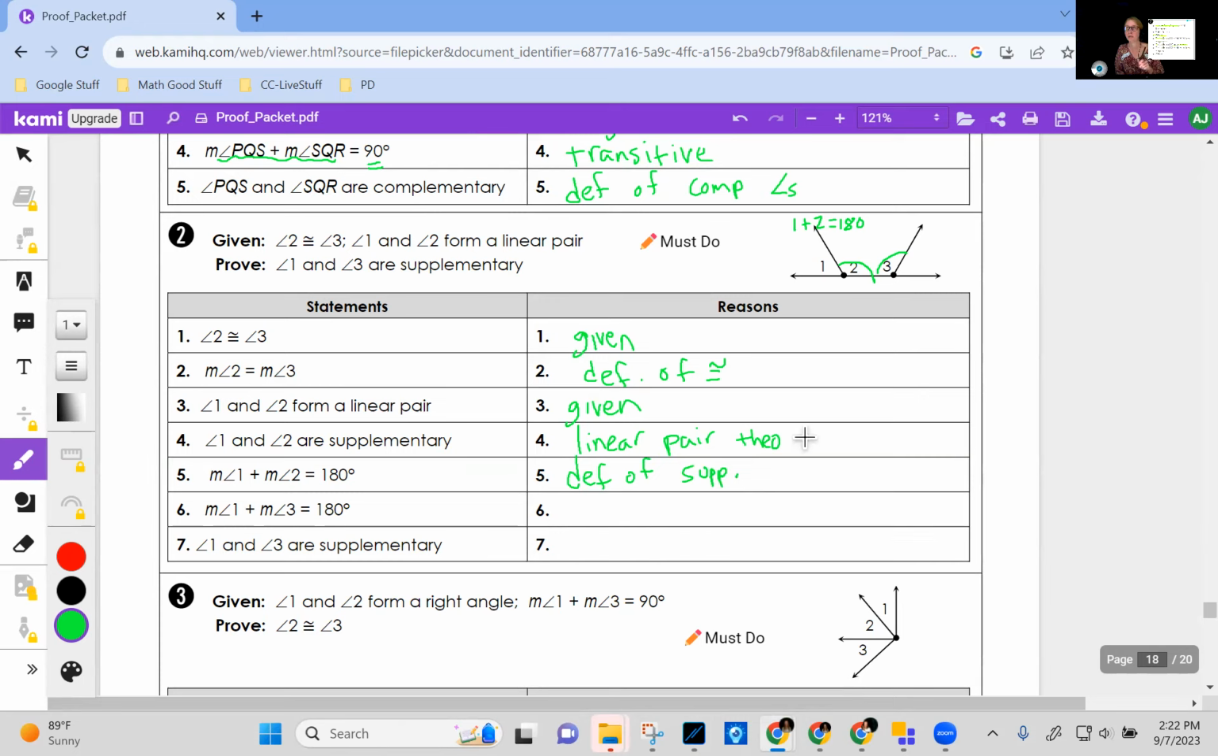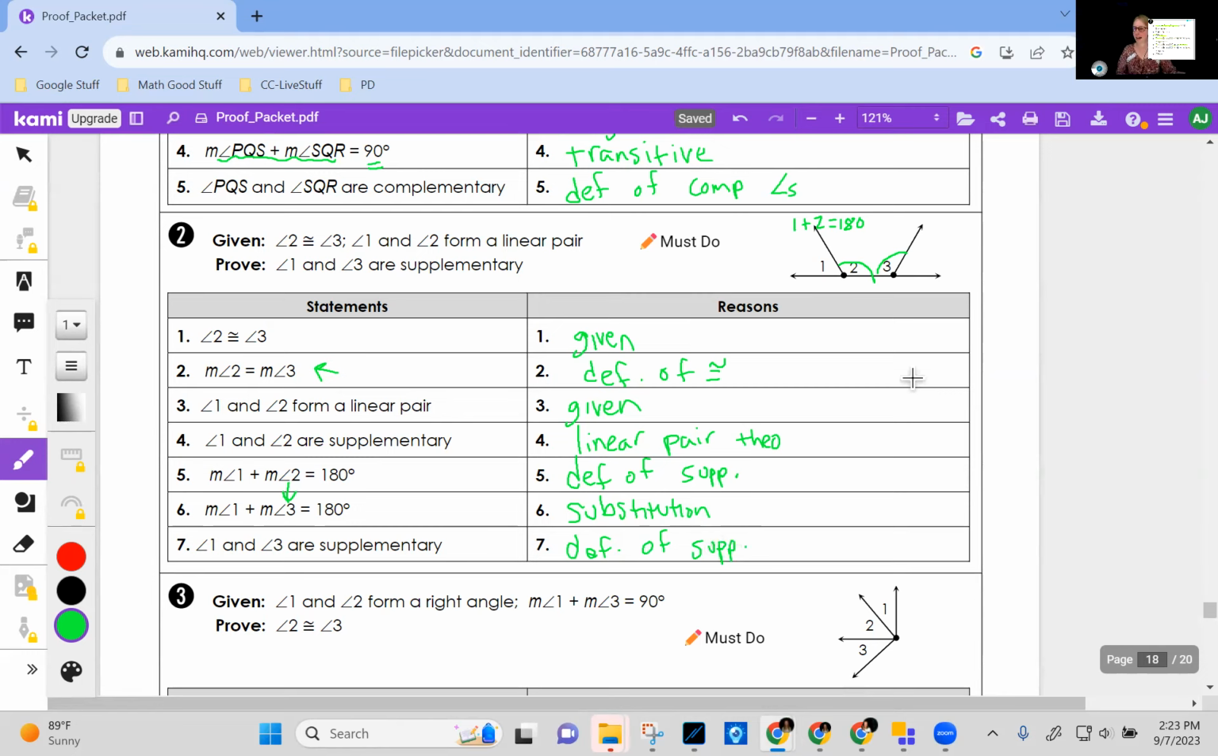We're down to 2 choices. One of them is going to be definition of supplementary angles again. One of them is substitution. So let's take a look at what we have. Which one makes the most sense? So we have angle 1 plus angle 3 equals 180. The only change from here to here is this angle 2 changes to an angle 3. And we already knew that. So it looks to me like we've done substitution. And now that we knew that those add to 180, we can use the definition of supplementary again to say that they are supplementary angles.